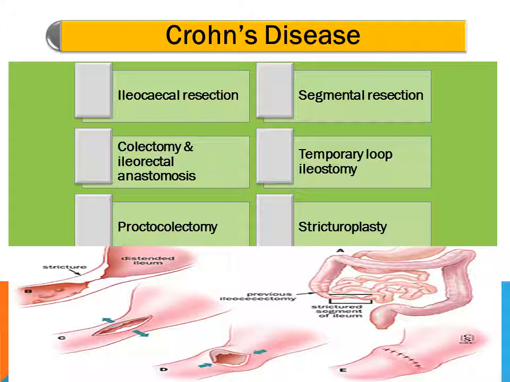In Crohn disease, we do the ileocecal resection or segmental resection, colectomy and ileorectal anastomosis, temporary colostomy, proctocolectomy, and strictureplasty.